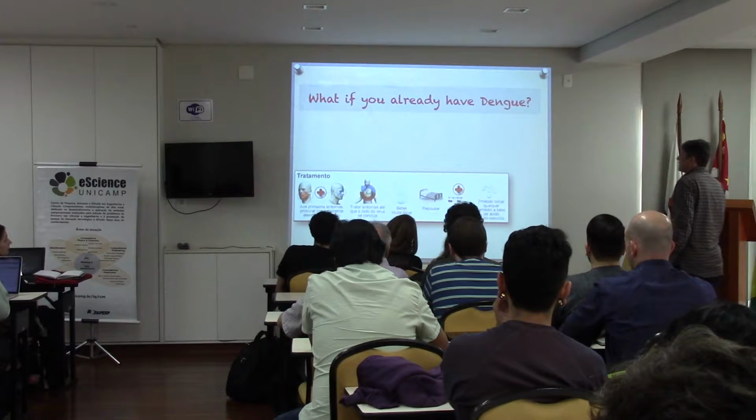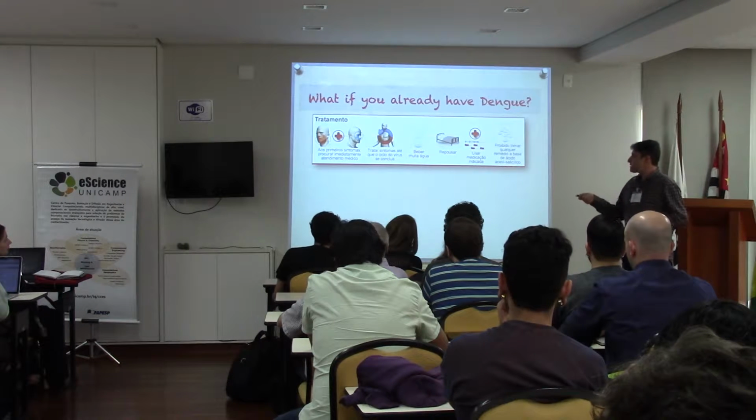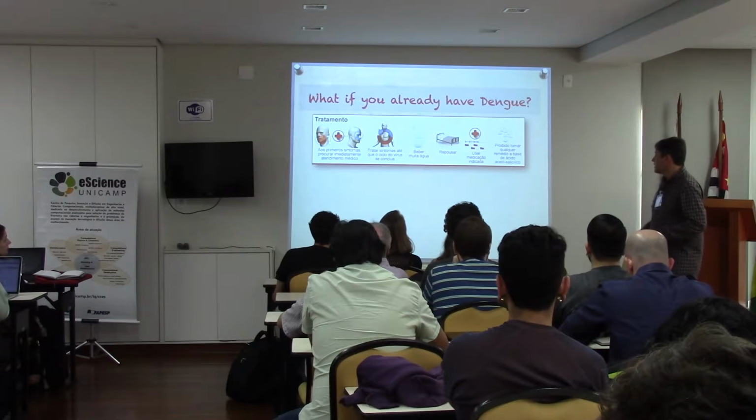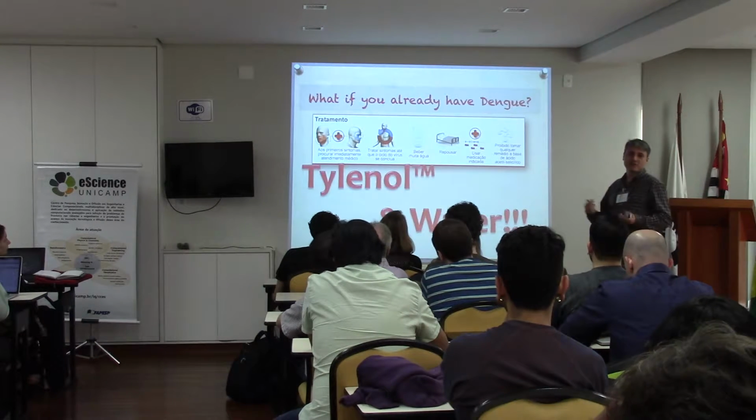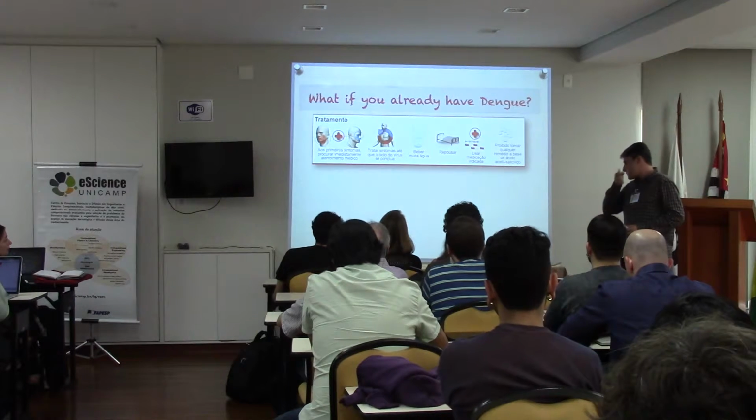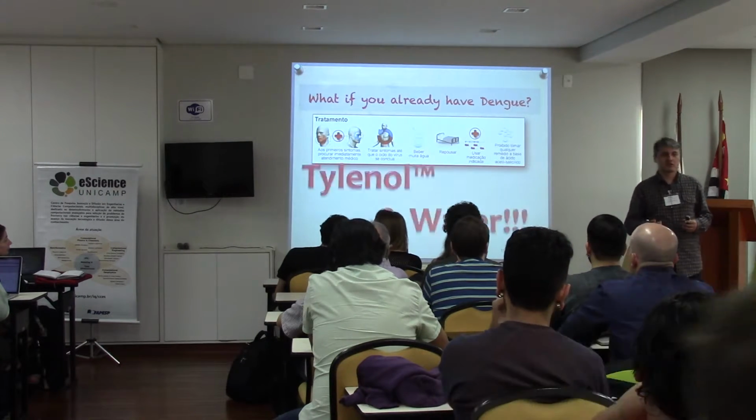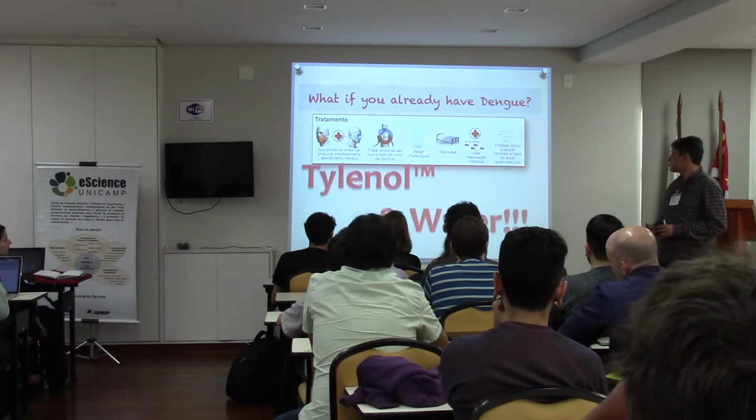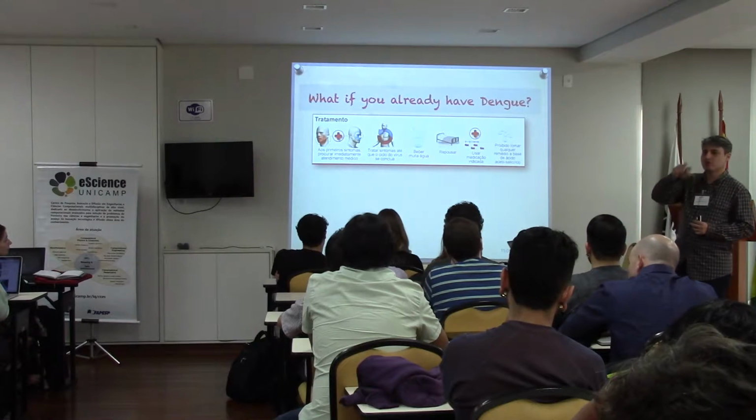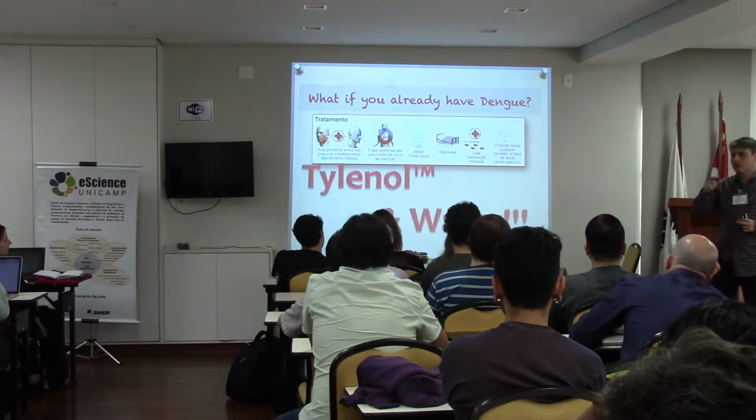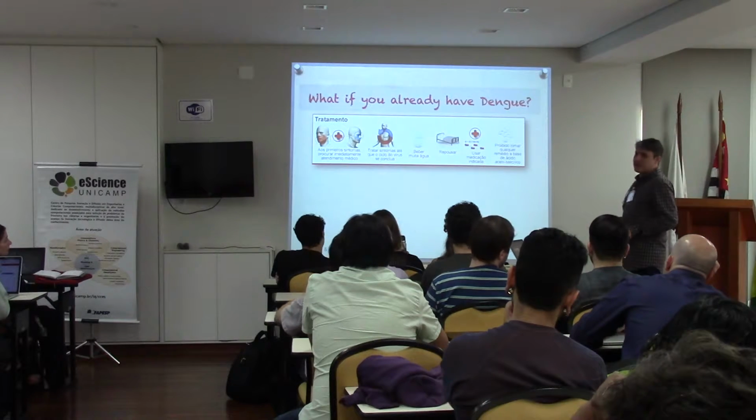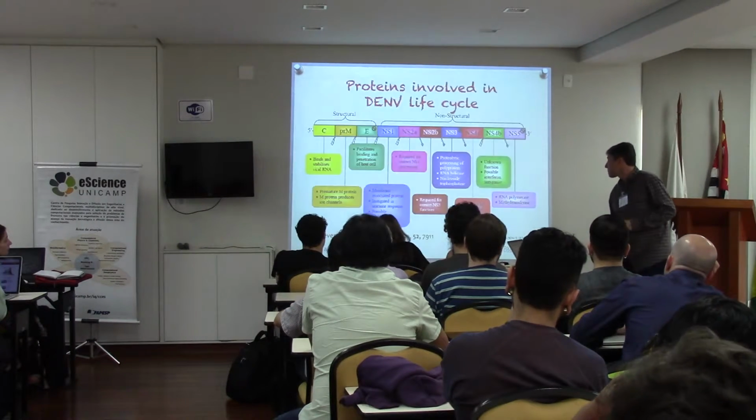But anyway, if you already have dengue, there's no drug for it. All you have to do is take Tylenol and water. That's the dengue treatment. And if you get dengue a second time, it gets even worse because there are some specific interactions there. It can lead to a condition called hemorrhagic dengue fever or dengue shock syndrome that can lead to death. But all you can do is just take Tylenol and rest.